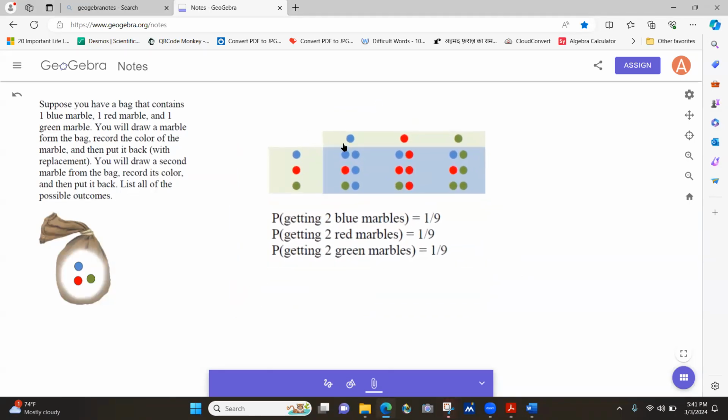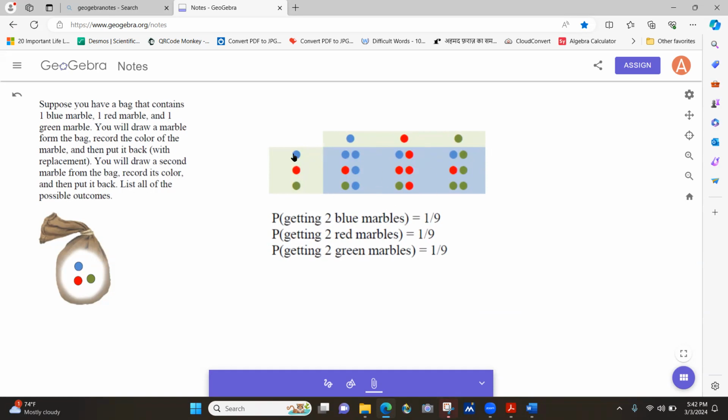So you could get a red, blue, or green from the first draw. Since you're putting it back, you can pair the blue with the blue, or blue with red, blue with green. Same thing for the others. This is your sample space. You really want to analyze it.